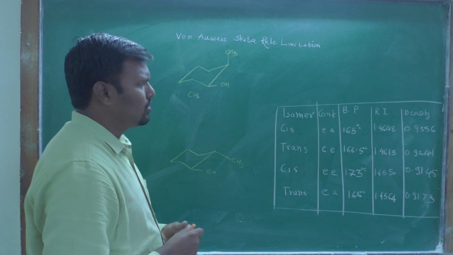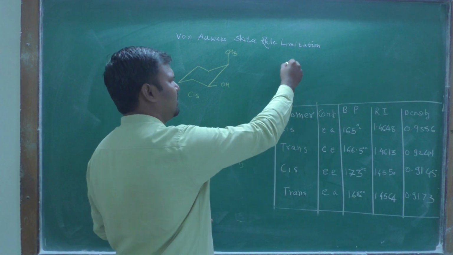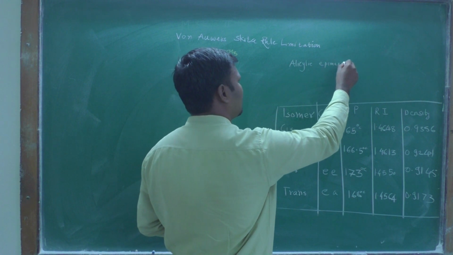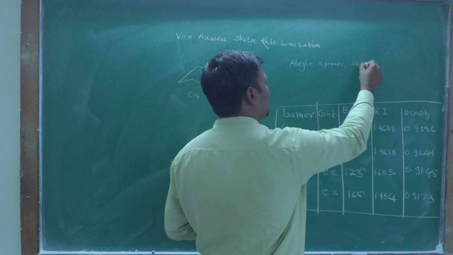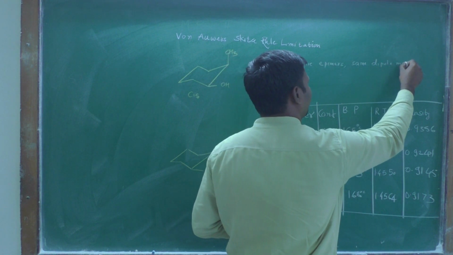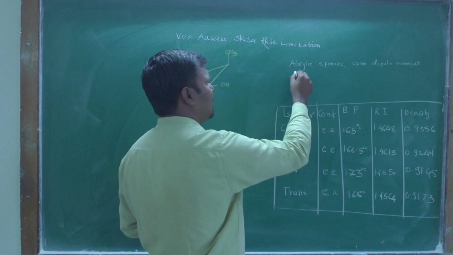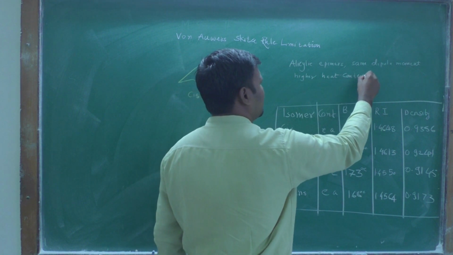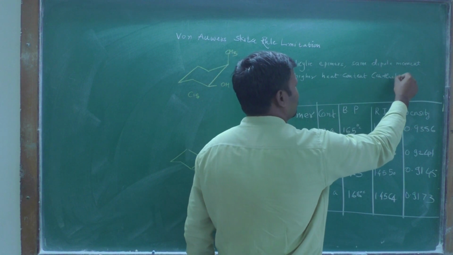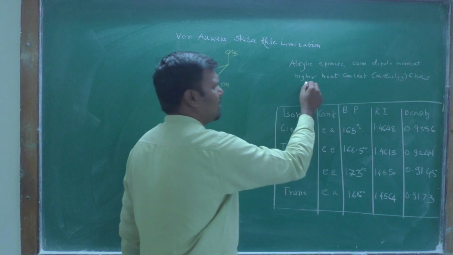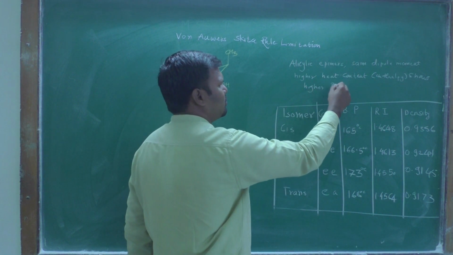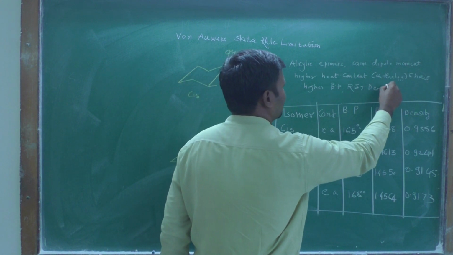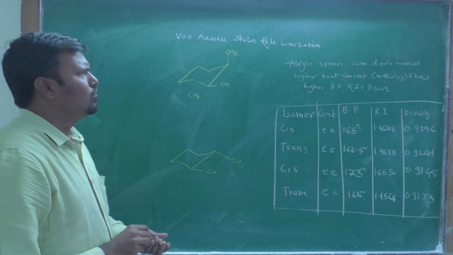In the von Auwers-Skita rule, we have stated that for any alicyclic epimers which have the same dipole moment, the isomer having higher heat content, meaning higher enthalpy, shows higher boiling point, higher refractive index and higher density. This is our von Auwers-Skita rule.